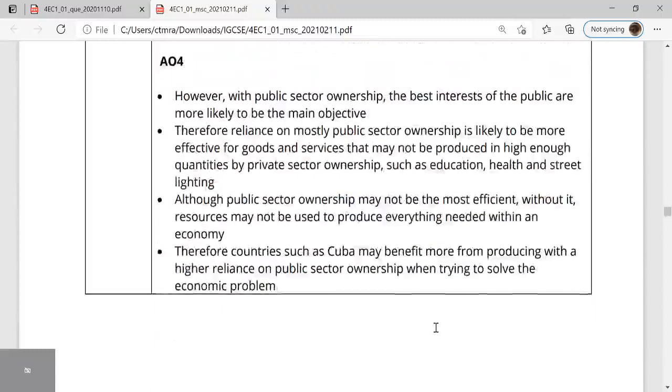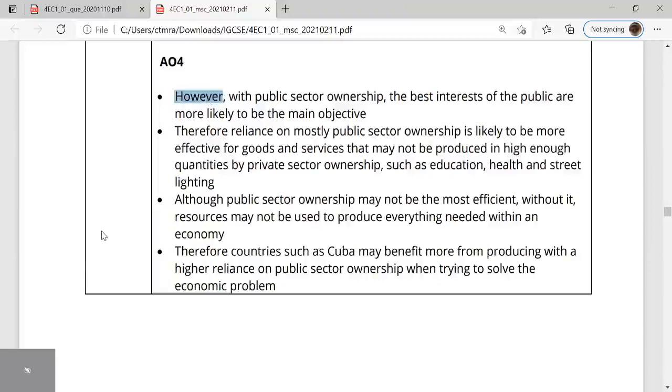Next we have this one. Now, in this evaluation part, we will do what? We are assessing this question. So what we are doing is telling the other part of the story now. We can start with a "however", or "on the other hand". And now we will be supporting the public sector.